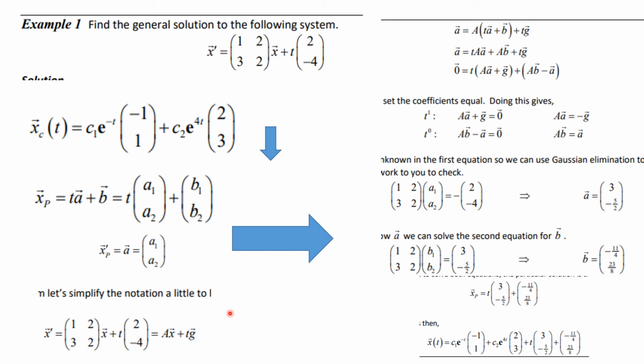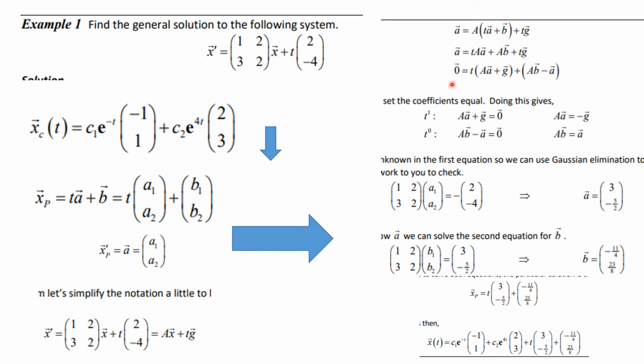We're going to simplify notation a little bit to go forward, and we're going to say that this is of the form A times the vector x plus t times a different vector g. Okay, so let's substitute this assumed solution into our differential equation and figure out what we have. The first derivative is just a, and then I'm substituting t times vector a plus vector b into the equation. I will use the linearity and distributive properties here, and I'll move this vector a to the other side, and this is my vector equation.